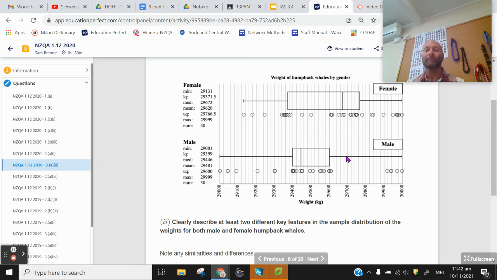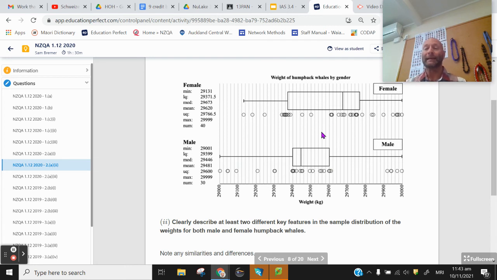Next, shape. We talk about the tail. Both of these have no ridiculously large tails, so we really can't talk about any skew. There's really no tail that's much bigger than the other, so we don't have much skew.